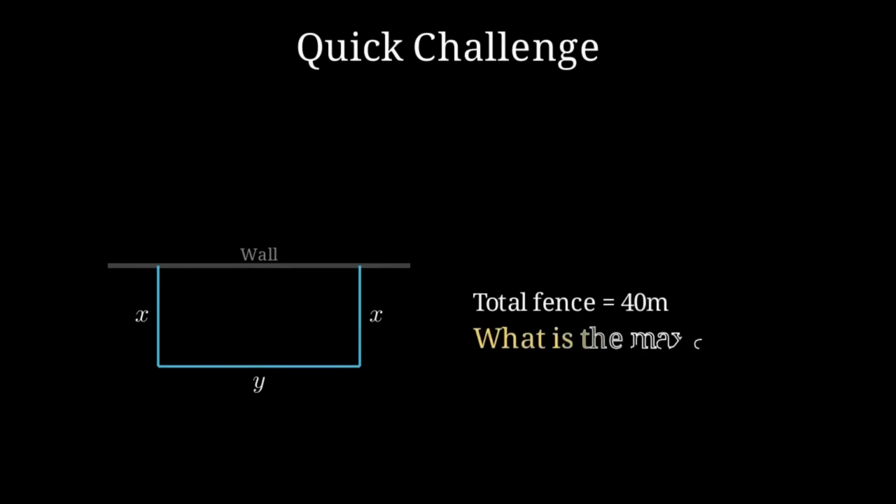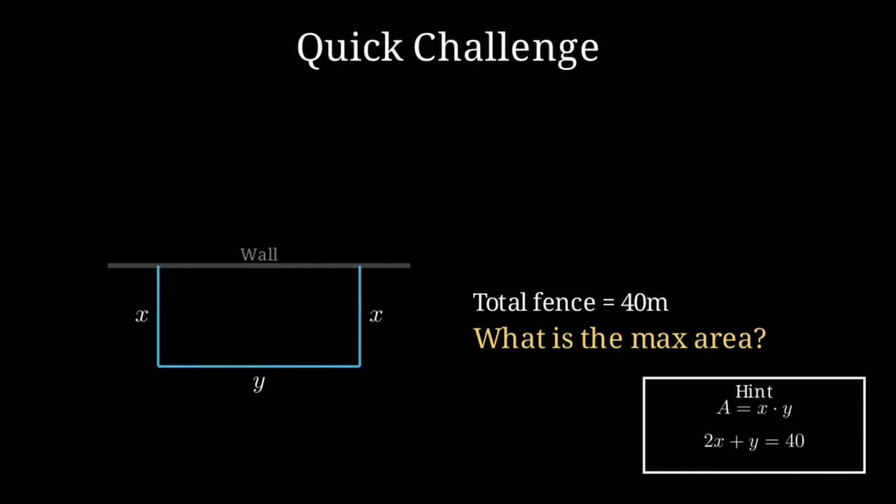Try this: you want to fence a rectangular garden against a straight wall, so you only need to fence 3 sides. If you have 40 meters of fencing, what dimensions maximize the area? Using our steps, you'll find the sides perpendicular to the wall should be 10 meters.